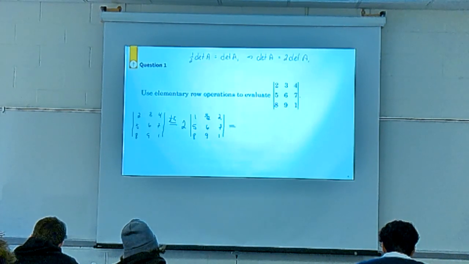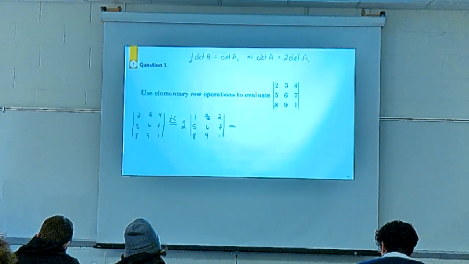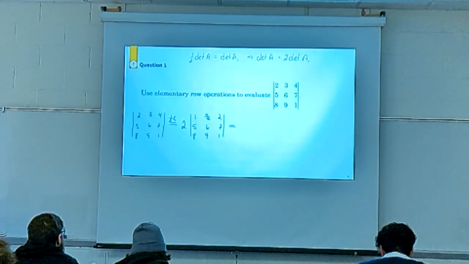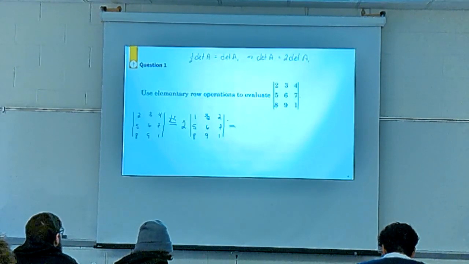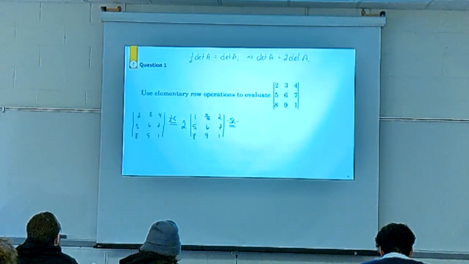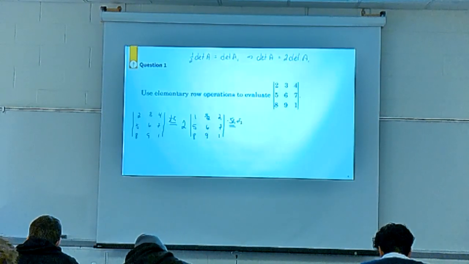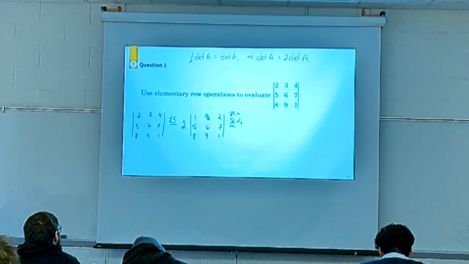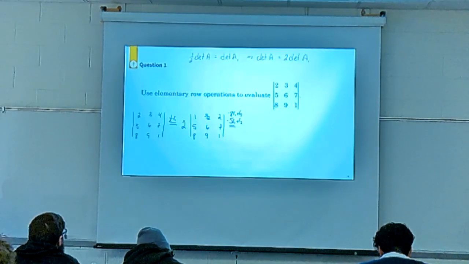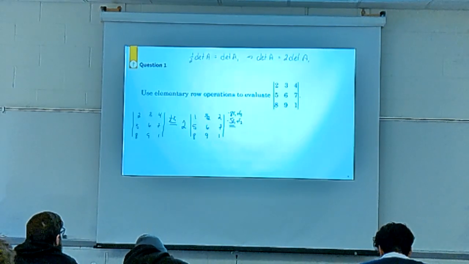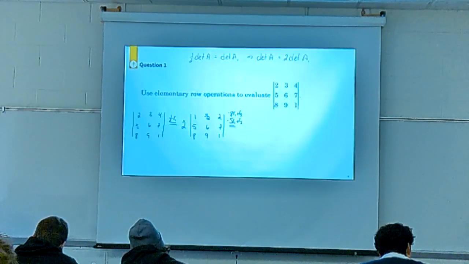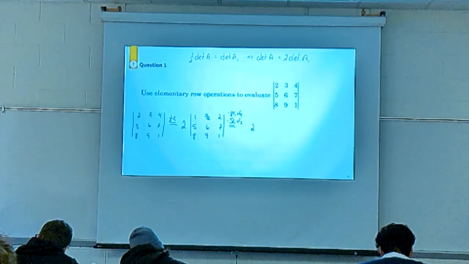This makes zeroing out those two terms easier now. It's going to be what? -5 row 1 plus row 2, -8 row 1 plus row 3. And with this type of operation, your determinant doesn't change, which means we don't have to worry about multiplying our new determinant by anything.